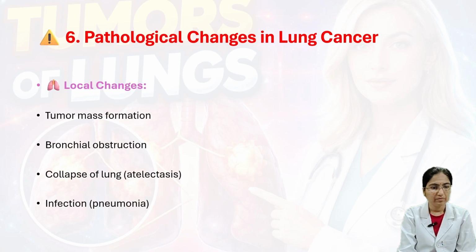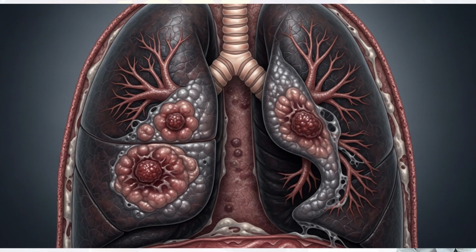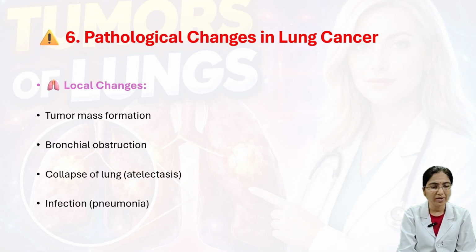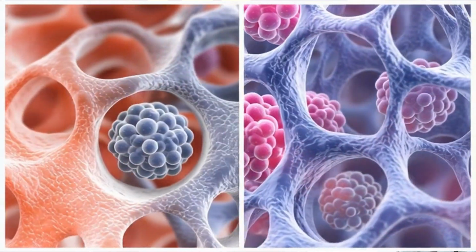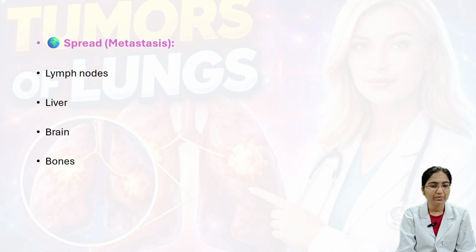Next we'll see pathological changes in lung cancer. Local changes are tumor mass formation, bronchial obstruction, and collapse of lung, the medical term being atelectasis, and infection, that is pneumonia. And yes, it's going to spread, that is metastasis, to lymph nodes, liver, brain, and even bones.